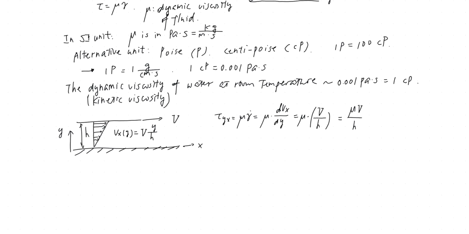And to figure out the viscous shear stress in the fluid, let's just use the definition of a Newtonian fluid. So tau, which is the viscous shear stress, tau x, is the dynamic viscosity multiplied by the shear rate. This is the definition.